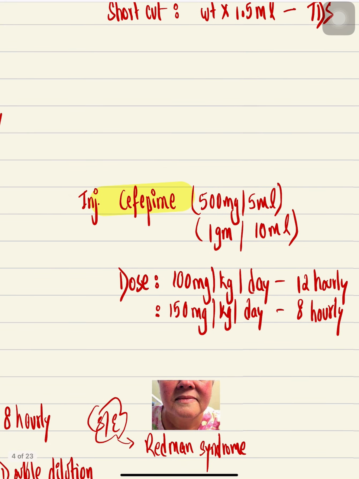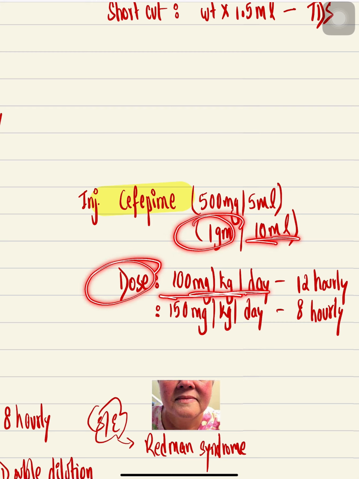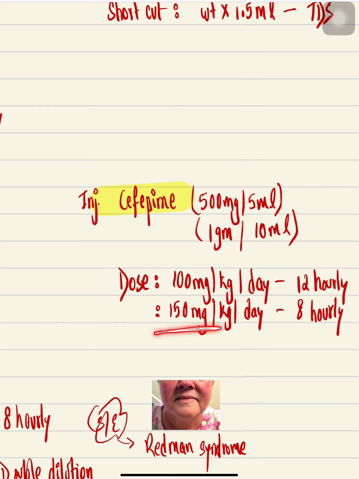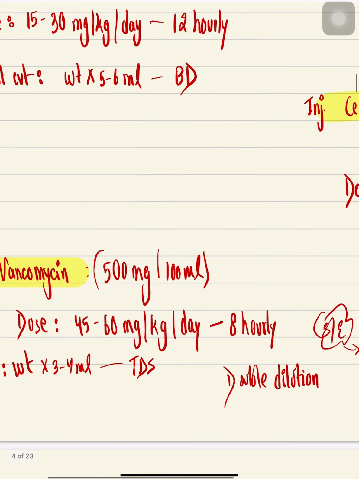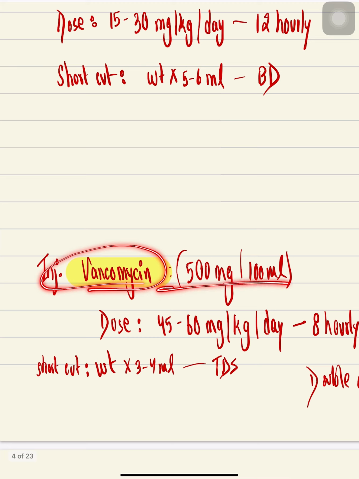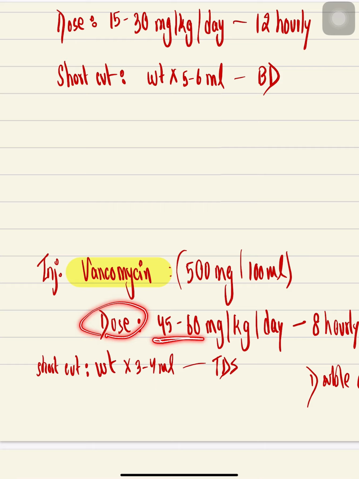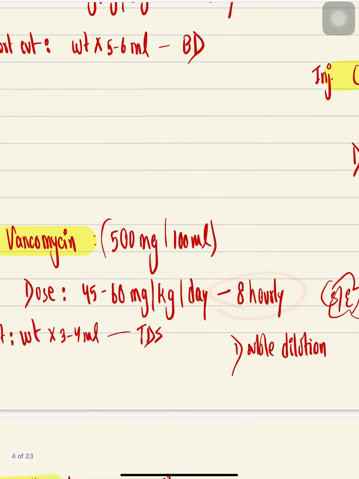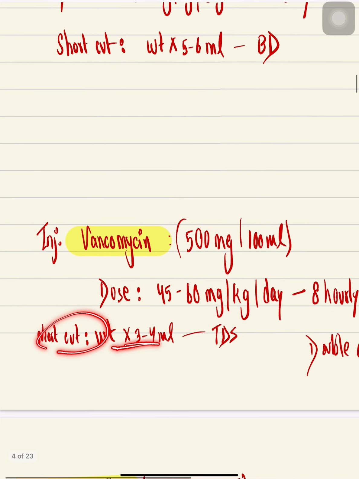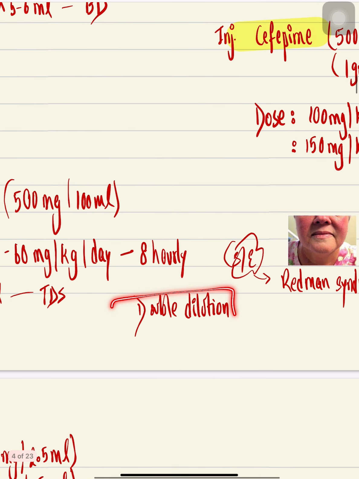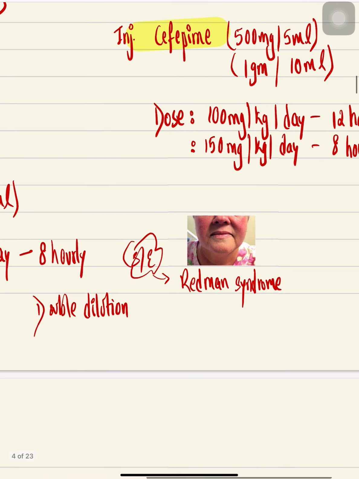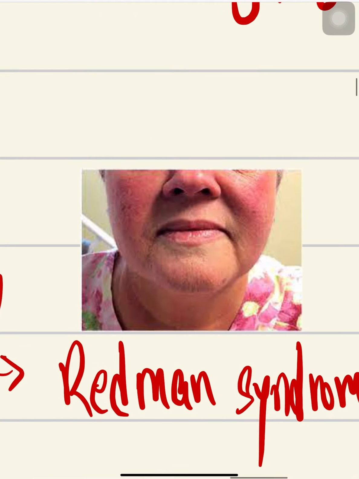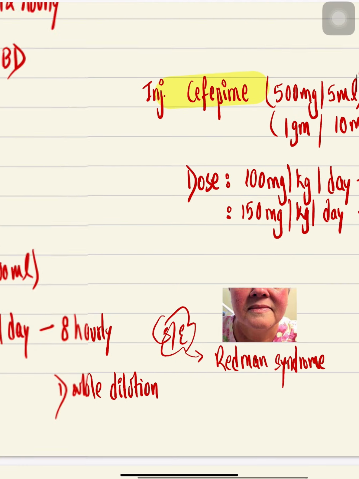Injection cefepime 500 mg over 5 ml or 1 gram over 10 ml. The dose is 100 mg per kg per day 12 hourly or 150 mg per kg per day 8 hourly. We have next vancomycin 500 mg over 100 ml. The dose is 45 to 60 mg per kg per day 8 hourly. We have the shortcut, weight into 3 or 4 ml TDS. We have to give double dilutions. The side effect is Redman syndrome. We can see this is Redman syndrome.